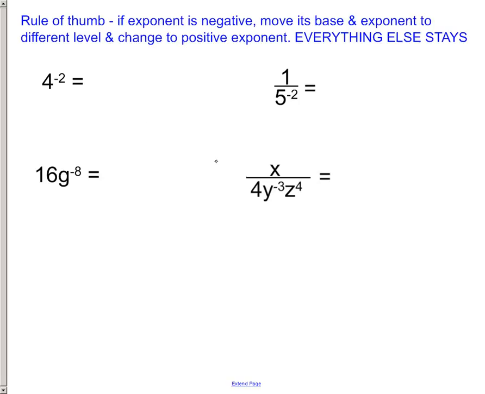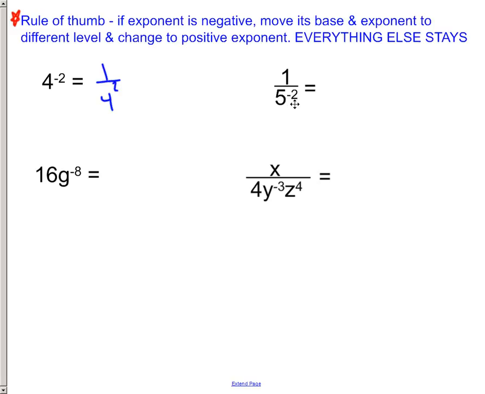How about we take a look at these right here, 4 to the negative second. Well, that'd be 1 over 4 to the second. Here's your basic rule too. If you're needing to find a generalized rule that can handle all these different scenarios, if the exponent is negative, move its base and exponent to a different level. So if it's up top, move it down below, and change to a positive exponent. So we're going to change this exponent to a positive. Everything else stays.